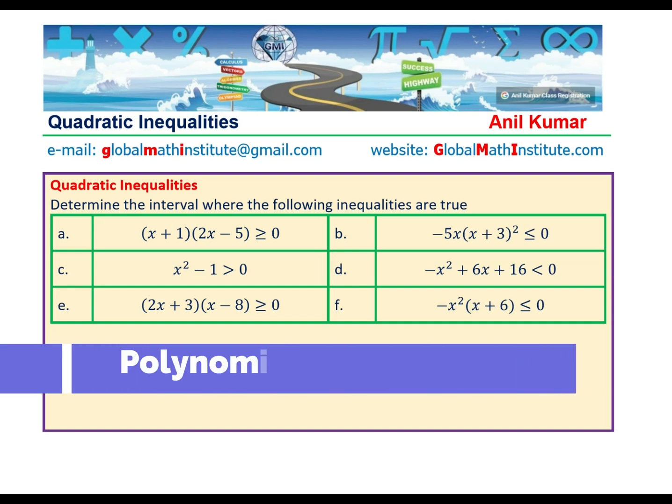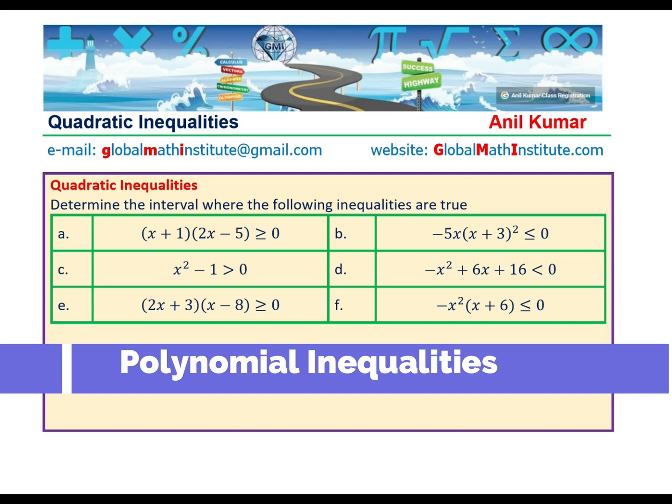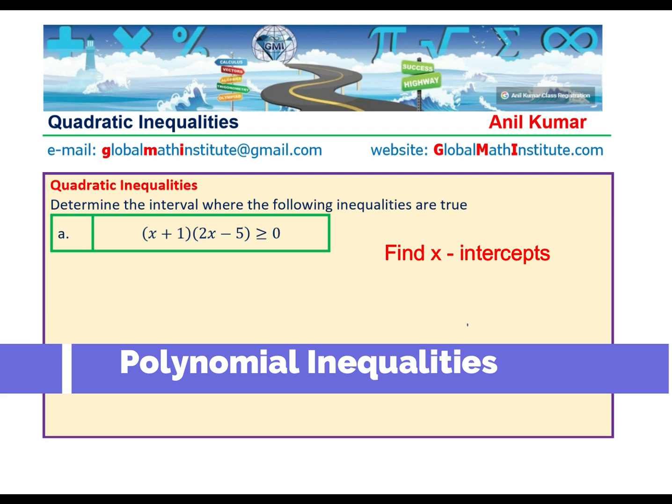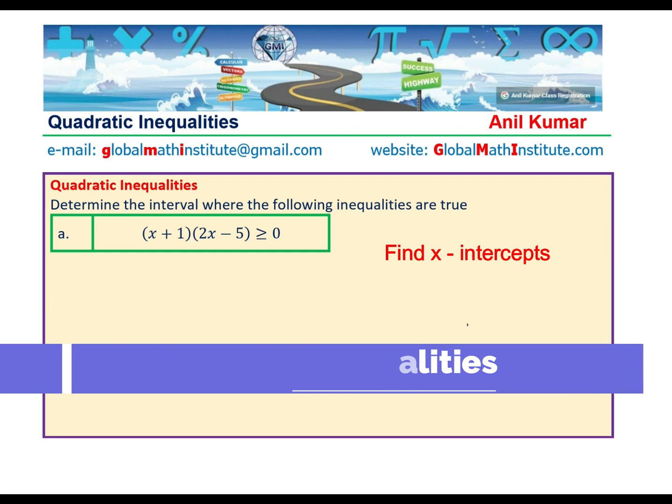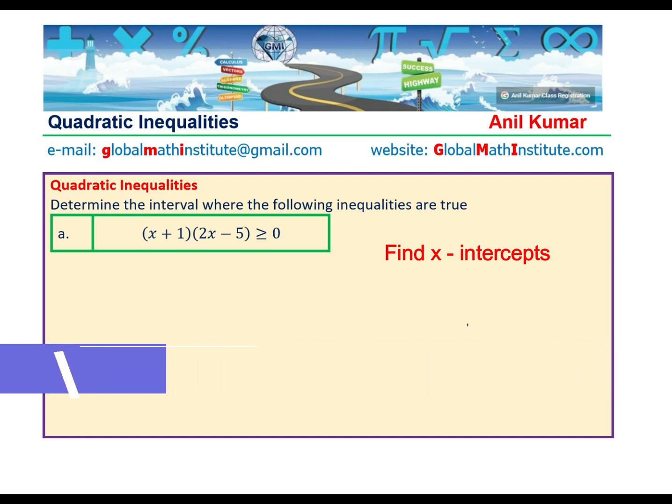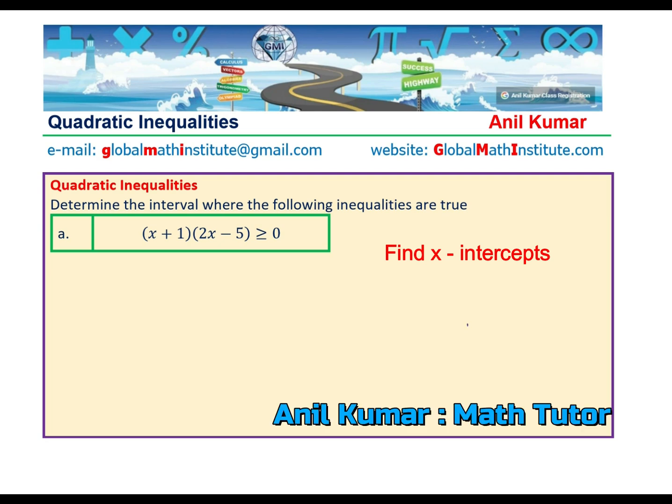Let us understand how we solve polynomial inequalities using three different methods, and here are six examples for you. Now let us see how we find the intervals where the following inequality is true, which is x plus 1 times 2x minus 5 greater than or equal to 0.